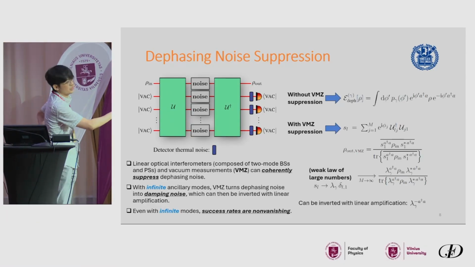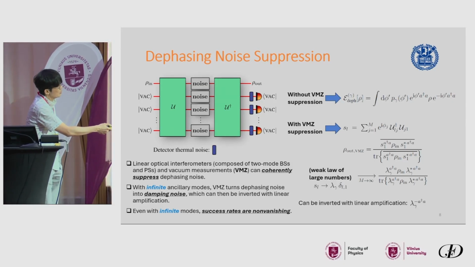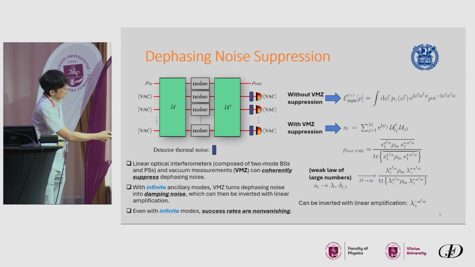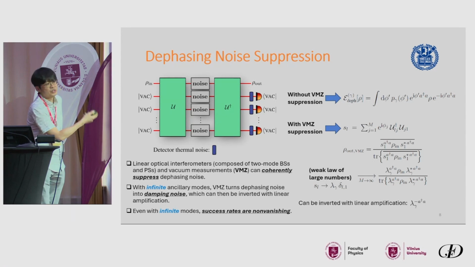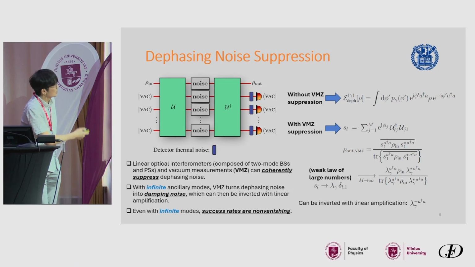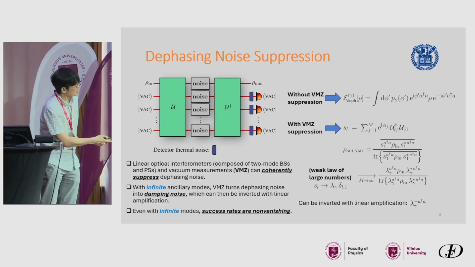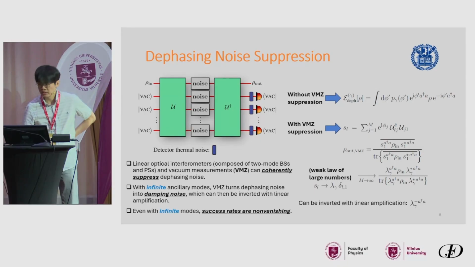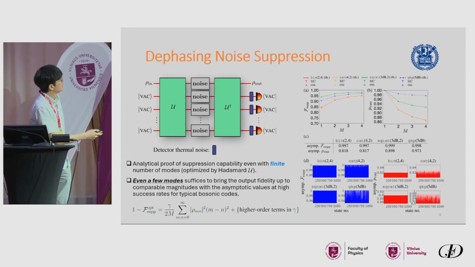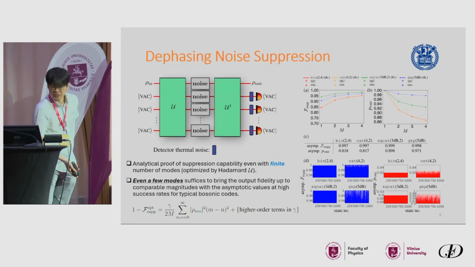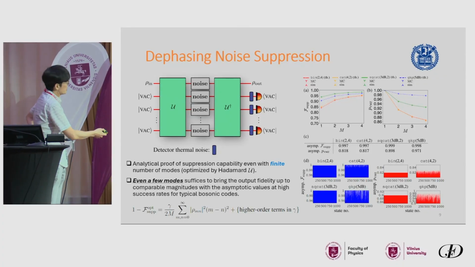Mathematics again is not important. I just want to show you some expressions to at least motivate the flavor of what's going on. So the output state actually gets turned into a mixture of linearly attenuated states after going through this setup. And in the limit of large number of modes, this is akin to the limit of the weak law of large numbers. This mixture gets turned into a pure state, heralded, of course. You may say I'm crazy, it's infinite number of modes. But we also have results, don't worry.